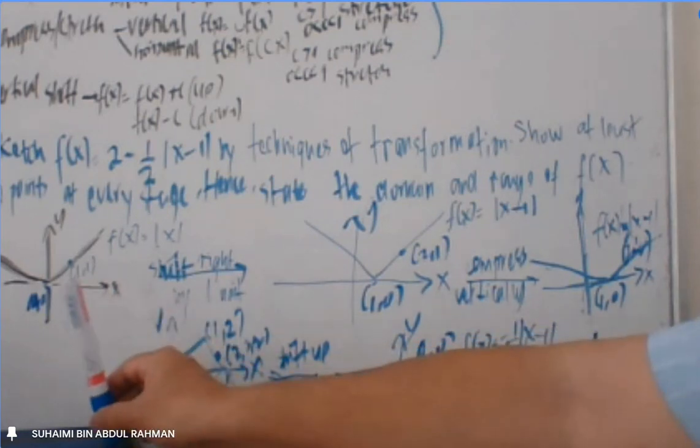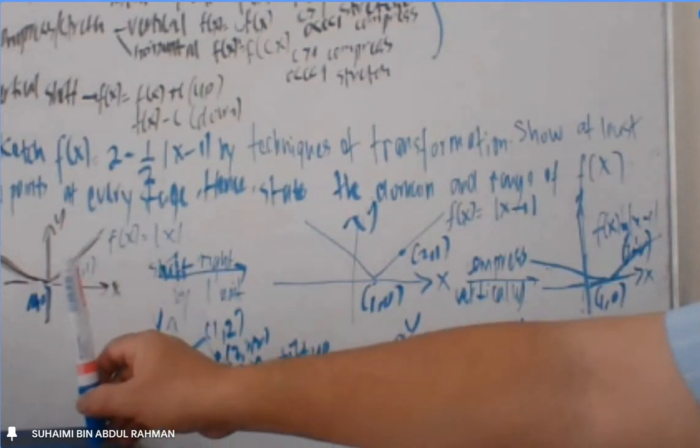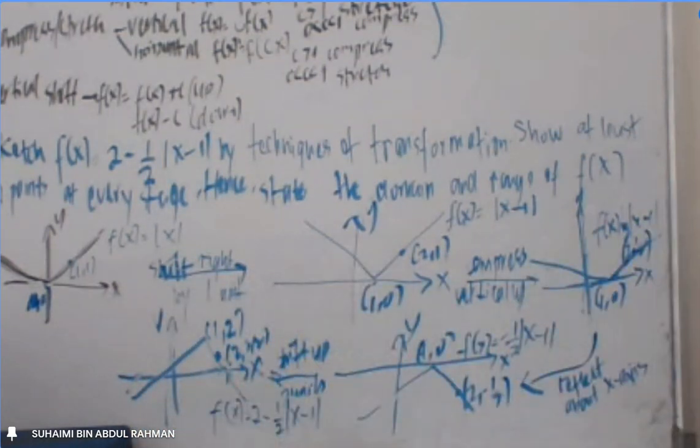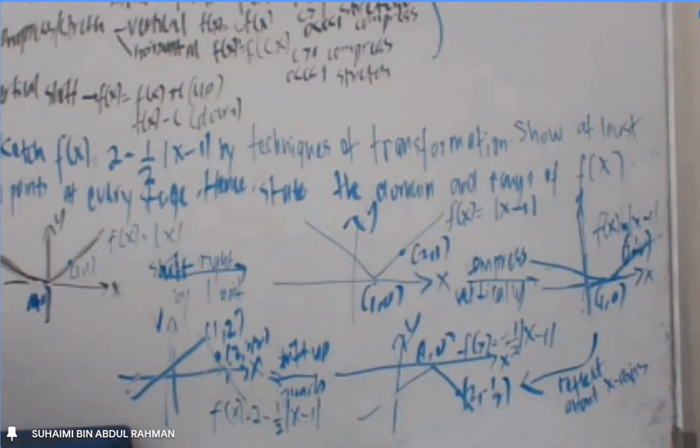Because when we look for the domain, we look at the x-axis. It comes from the left, from negative infinity, and it will not stop until infinity. Range: negative infinity to 2. Negative infinity until 2. Range, negative infinity and stop at 2. We refer to the y-axis.